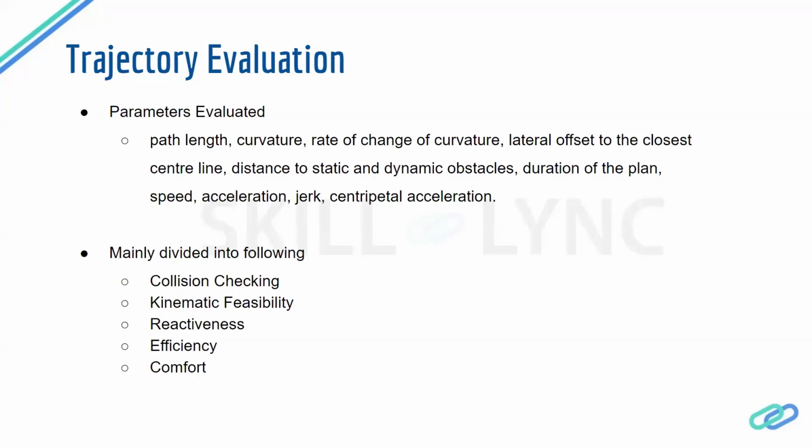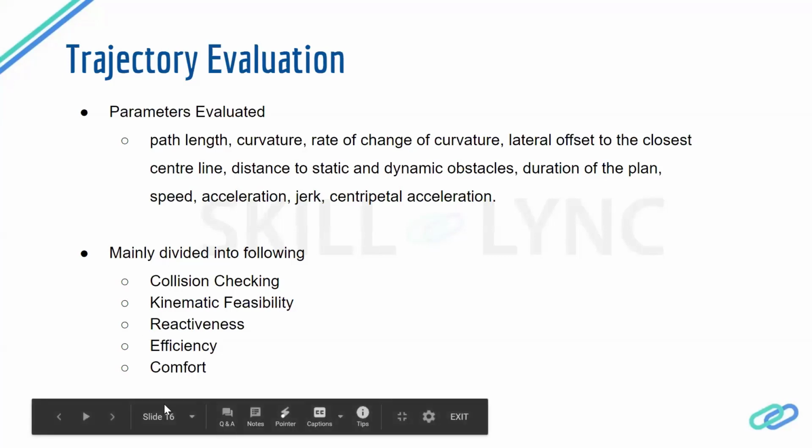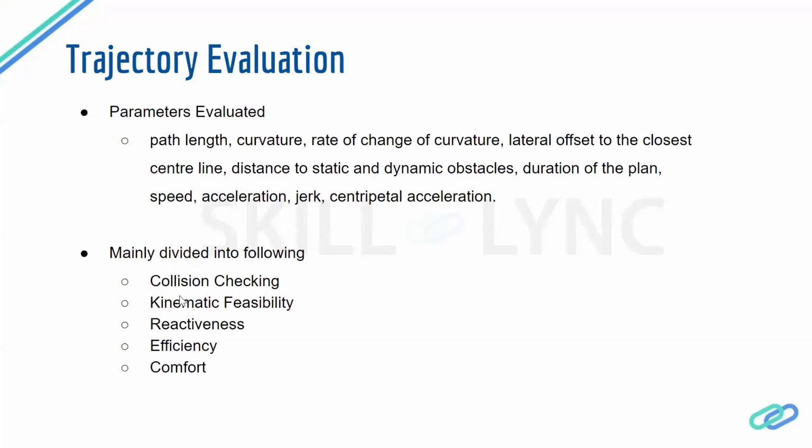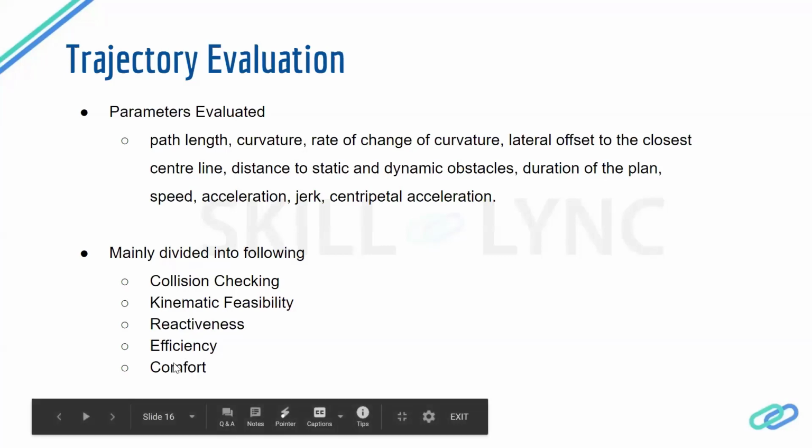And the next one is the duration of the plan, like how long this plan can be executed. If it is only for the next 200 milliseconds, you don't want to execute it, it should be a bit longer. And what is the speed, what is the acceleration, what is the jerk, and the centripetal acceleration, so that the drive is comfortable. All of these are mainly divided into 5 categories: collision checking, kinematic feasibility, reactiveness, efficiency, and comfort.